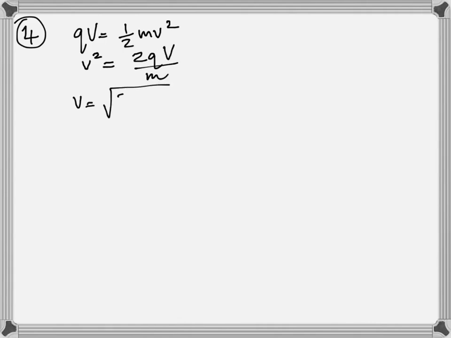And question 4, you can use EV is equal to 1/2 mv squared, or qV is equal to 1/2 mv squared. Make velocity the subject. So that will be the square root of 2qV by the mass. Plug in the numbers.